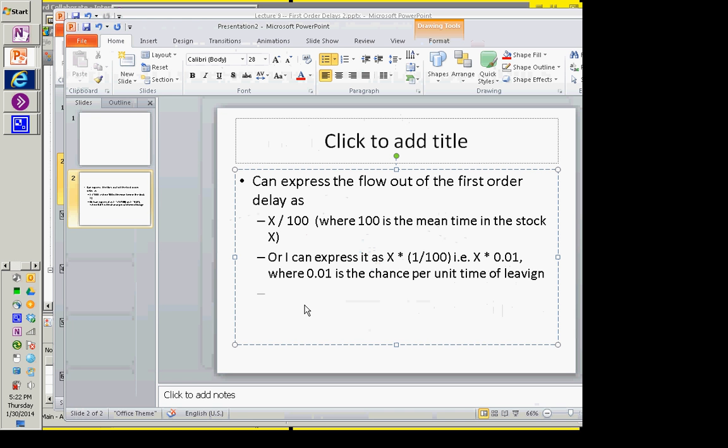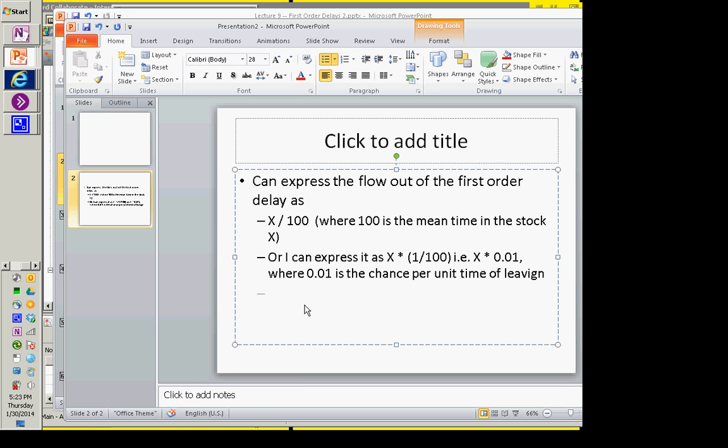We can call it divided by the mean time, i.e. 100, or times the chance per unit time of leaving, i.e. 1 over 100. If you have a chance per unit time of leaving of alpha, the mean time you spend in the stock is 1 over alpha. Good. If you have a mean time in the stock of tau, the chance per unit time of leaving is 1 over tau. Good. These are two different views of first order delay.